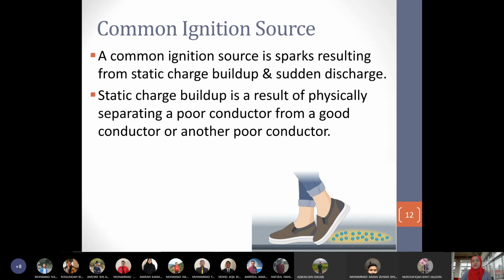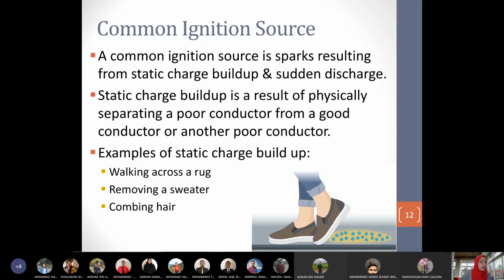A static charge buildup is a result of physically separating a poor conductor from a good conductor or another poor conductor. So it's basically a charge buildup from two different materials. For example, it can be as simple as walking across a rug while wearing socks made from a flammable material, and the rug is made out of a different material than the socks, or from your shoes.